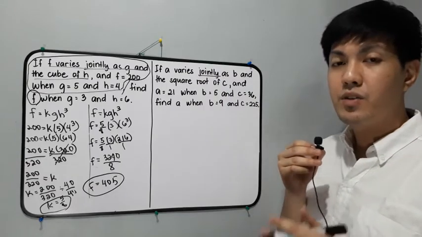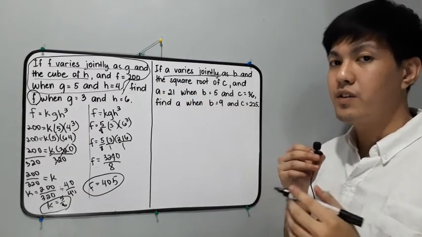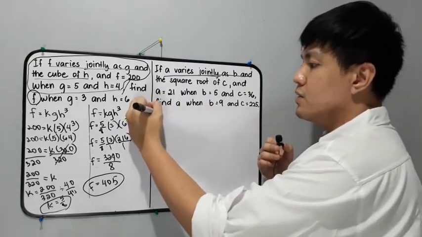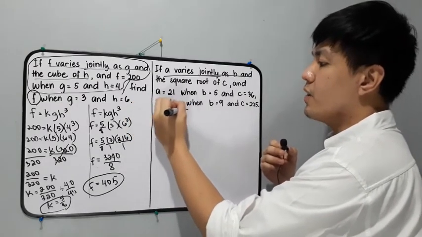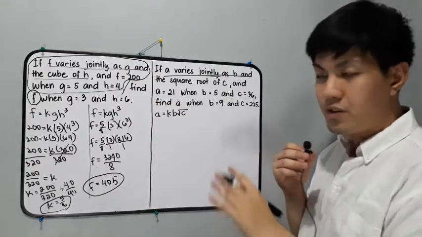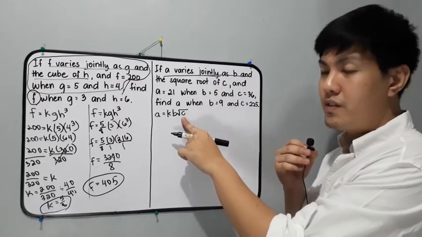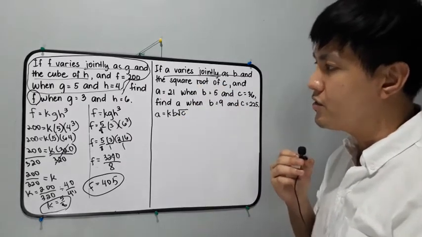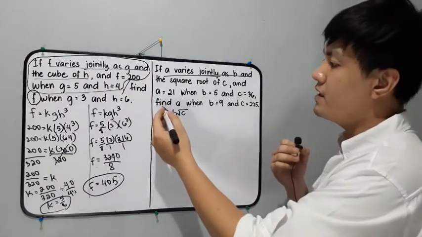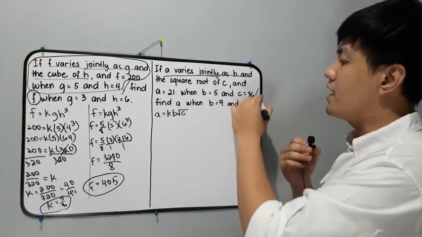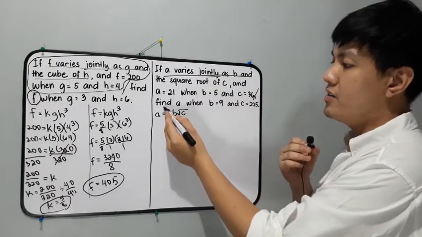Number 2 is to write the equation. A varies jointly as b and the square root of c. The equation will be a is equal to k, b, and then square root of c. So this will be our equation. After that is to divide the whole statement into two parts. So this is the word find. So it will end until here. So this will be the ending of our first part and then the start of the second part.